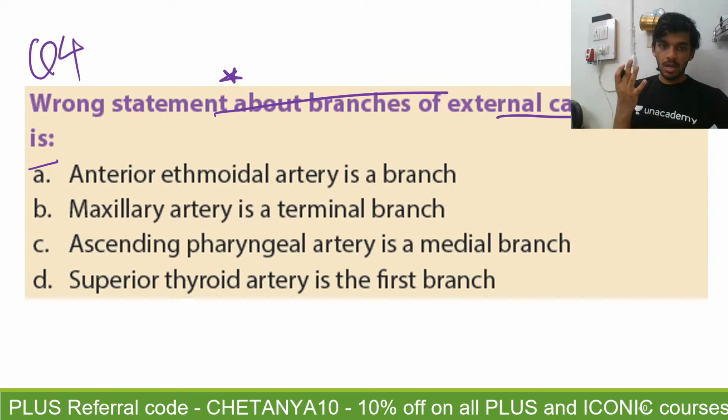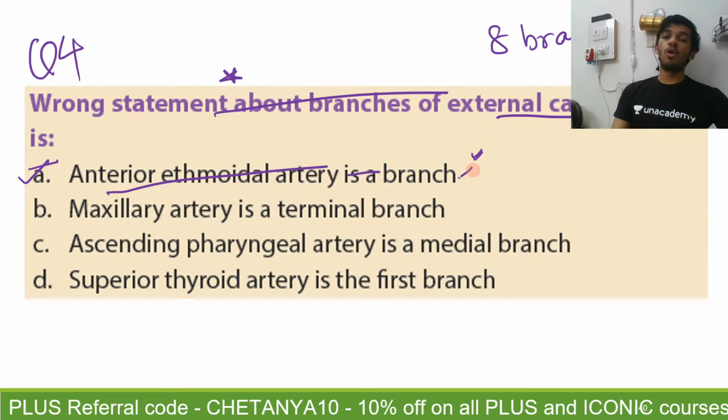Question number 4. I told you to remember the 8 branches the external carotid artery has, and the way I told you to remember it is the way this question has been framed. The wrong statement for the branches of the external carotid artery. Akash, you have done great revision, you will beat everyone. Fastest answer, Akash. Answer is A. Anterior ethmoidal artery is the branch.